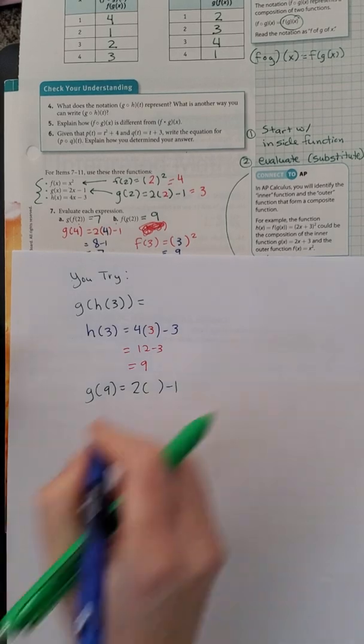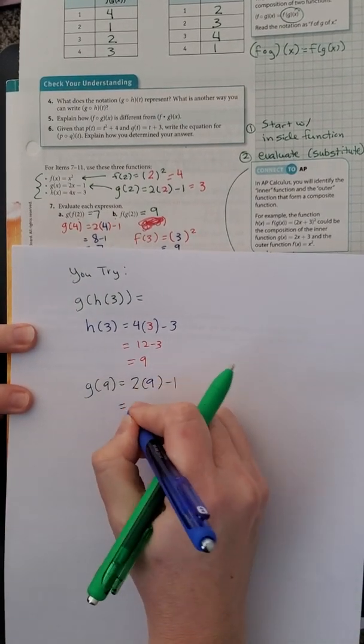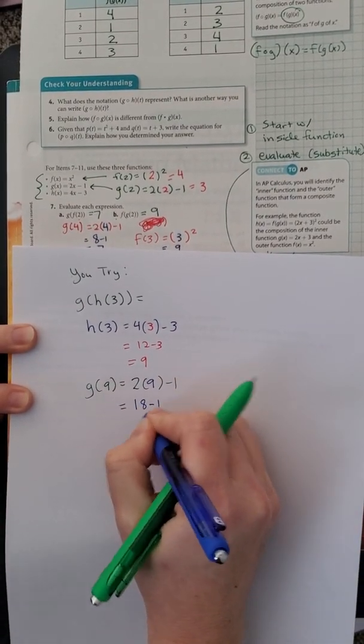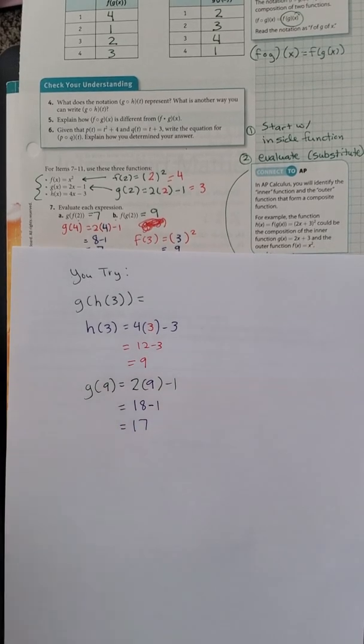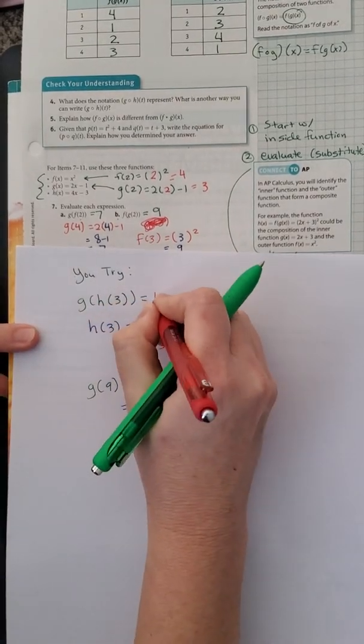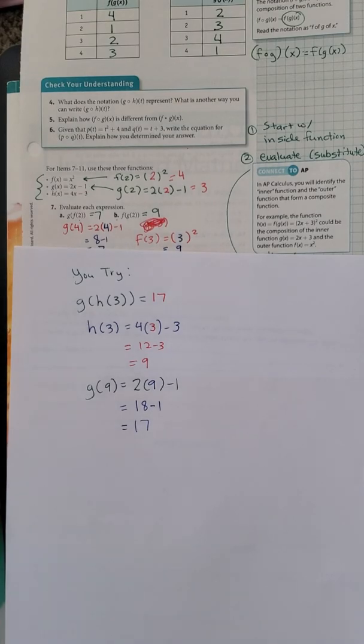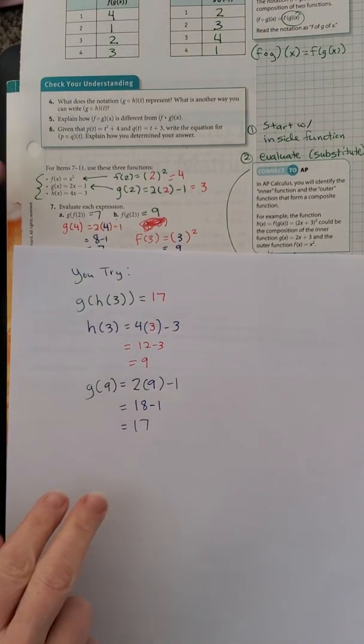And I'm subbing in 9. So 2 times 9 is 18, minus 1 is 17. So g of h of 3 is 17. I hope this is getting a little easier for you.